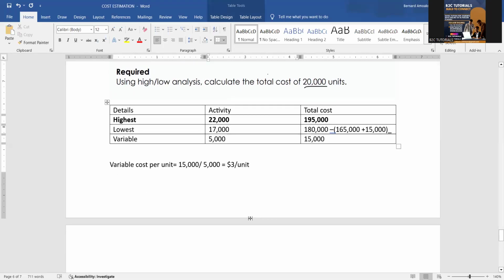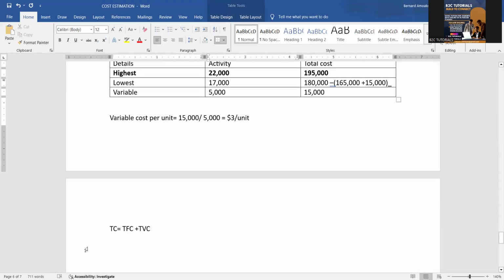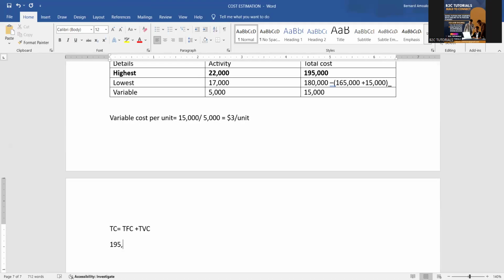So the highest had a total cost of 195,000, and then a total fixed cost of 0, because we don't know total fixed cost, and that is what we are going to determine. But then total variable cost, just like we know, is the variable cost per unit multiplied by the unit at that level. And the unit at that level was the 22,000.